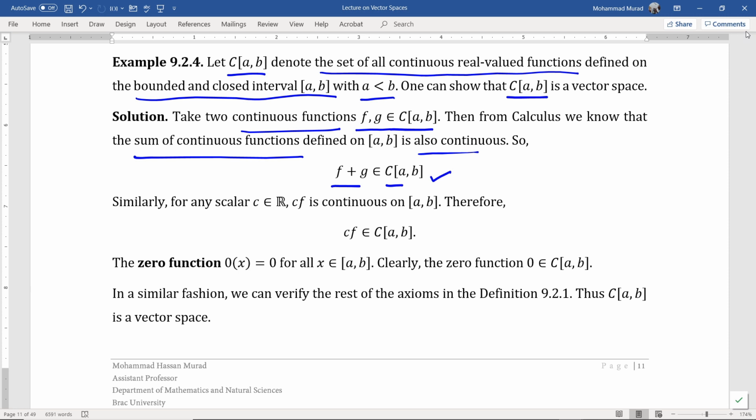Similarly, for any scalar c, the function denoted by cf, the scalar multiple of f, is also continuous on the bounded and closed interval a to b. Therefore, the function cf is also an element of C. So we proved that the set C is closed under scalar multiplication.